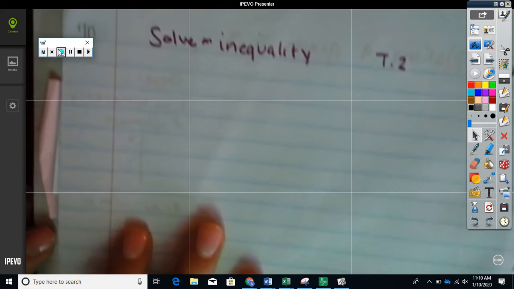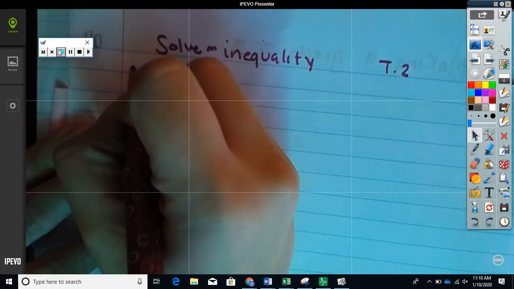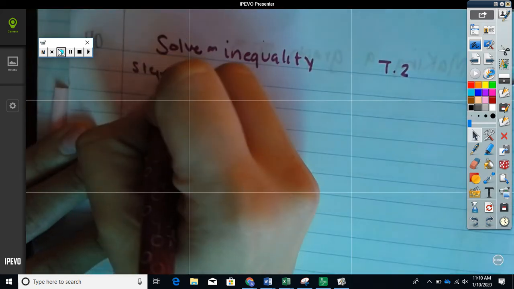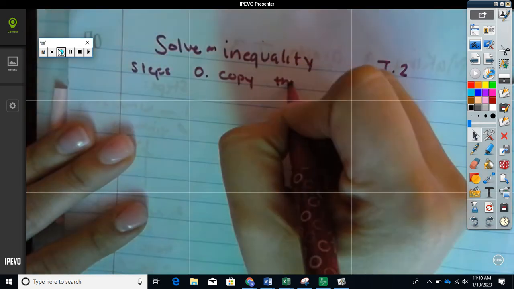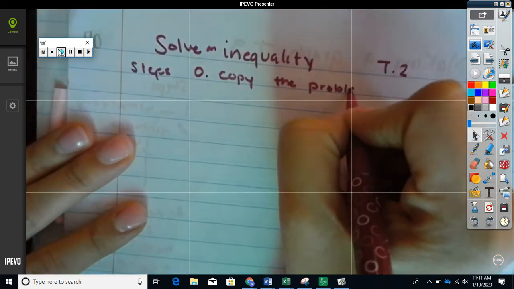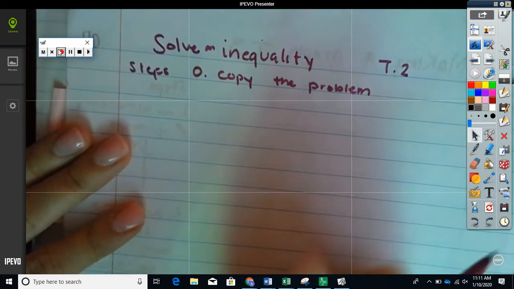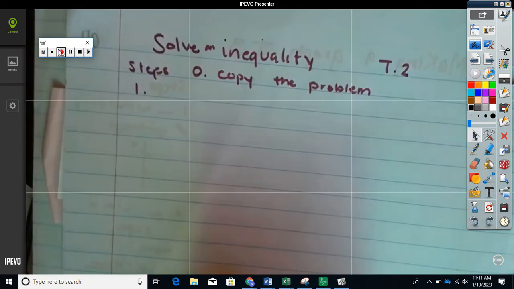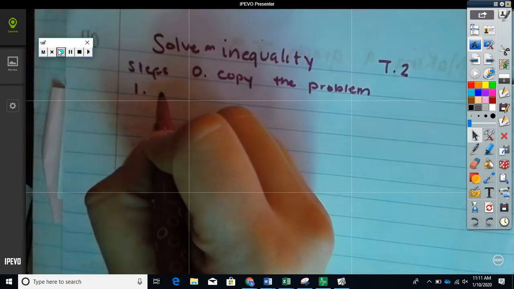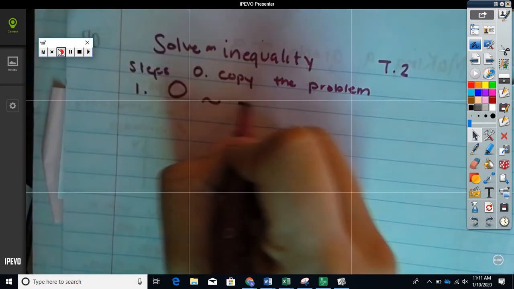So here are the steps in solving an inequality. Technically, the first step is to copy the problem on your paper. You'll have space on pages 70 and 71 if you need some. Now, the first three steps are just like when you solve any kind of equation. Nothing really changes. So the first thing I ask you to do is to circle, squiggly, and underline.